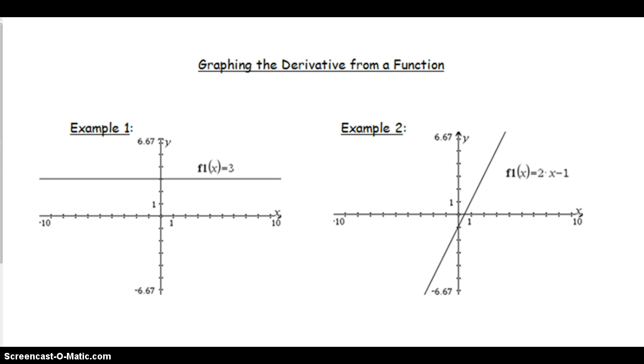We start with the horizontal line, y equals 3. We know that the slope of a horizontal line is 0. So the derivative of this right here is just a horizontal line right at 0.